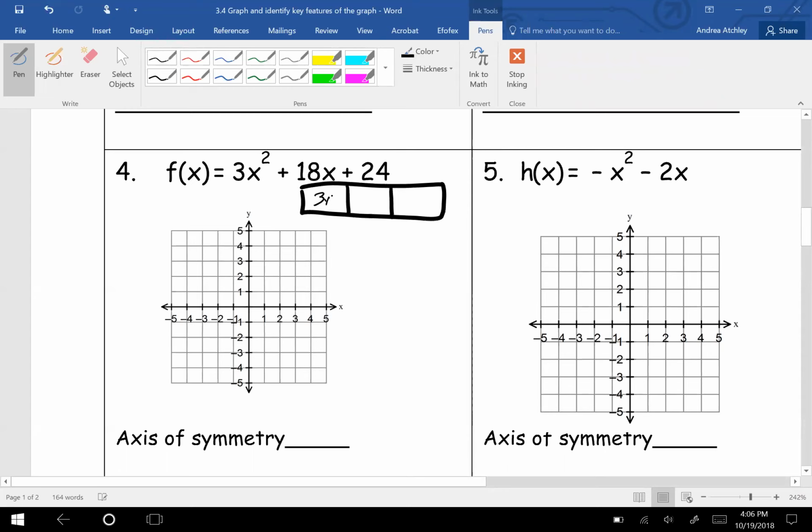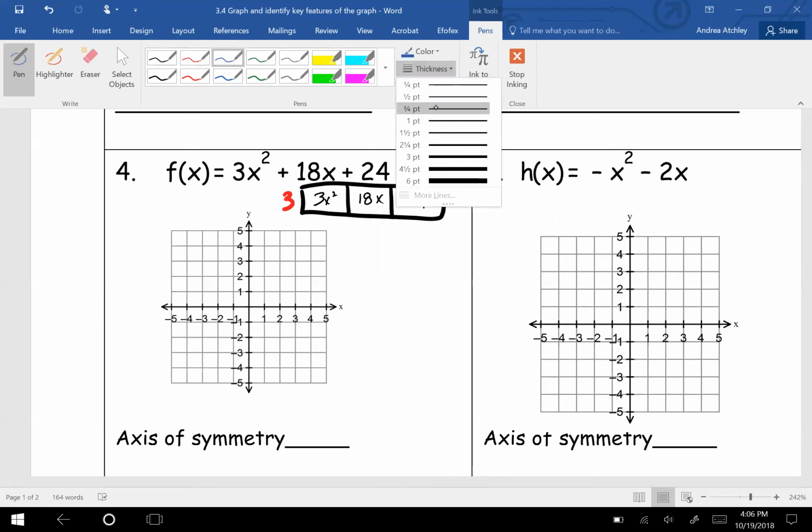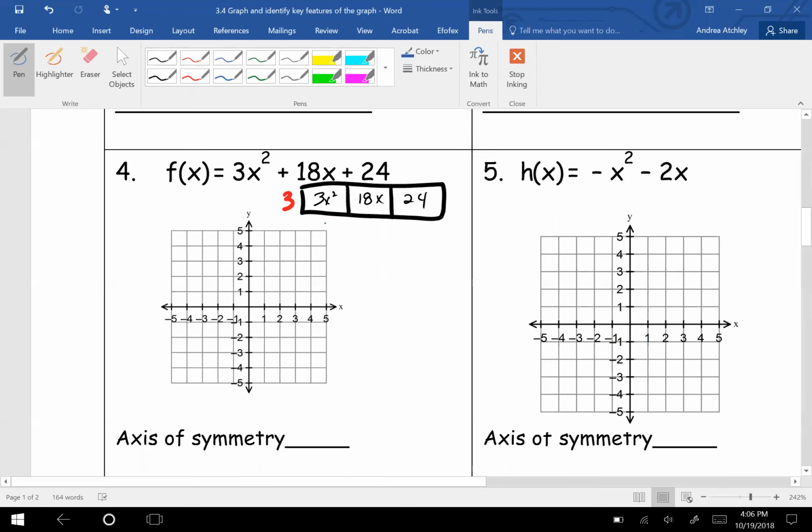I have 3x squared, 18x, and 24. They can all be divided by 3, so I'm going to factor out that 3. Then I'm going to get x squared, then 18 divided by 3 is 6x, and then 24 divided by 3 is 8. So now I'm going to factor from there.